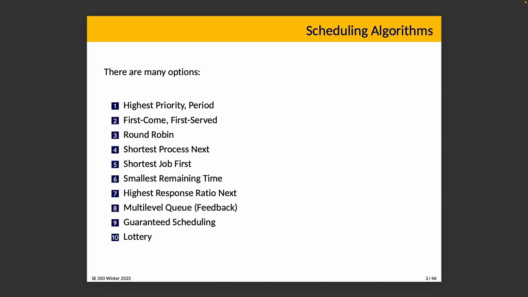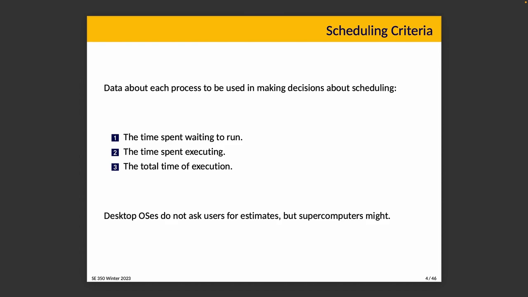Now, as input to these algorithms, sometimes we need some statistical information. Sometimes it doesn't matter, but operating systems are likely to collect this information. The first thing is the time spent waiting to run. This is how much time the process has been blocked waiting for a resource, whether that's a semaphore, a disk read, or a network. This is the total time that the process has been waiting to run for whatever reason.